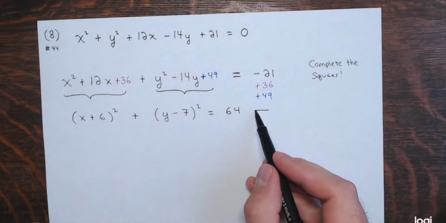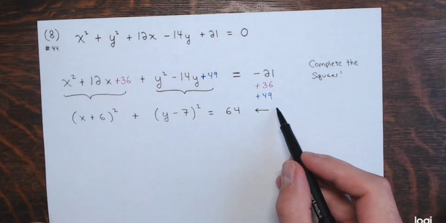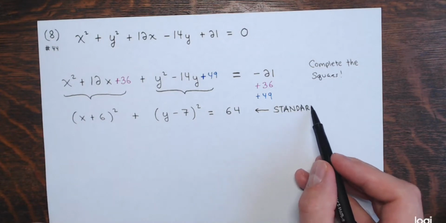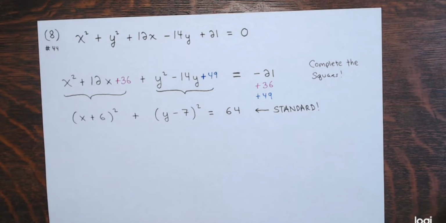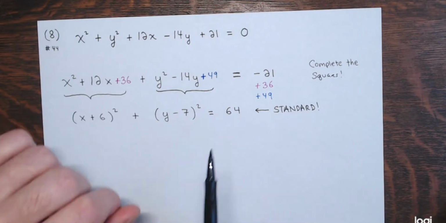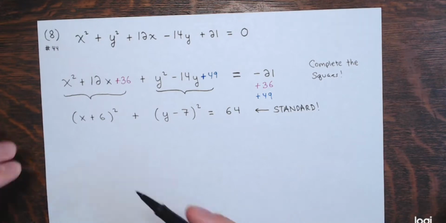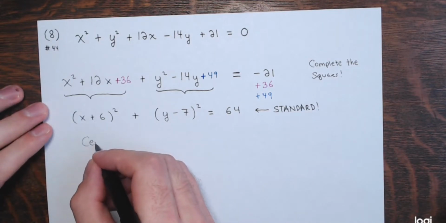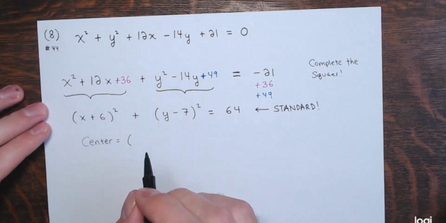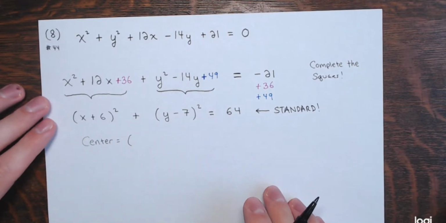And now the equation is in standard form. I'm just going to write standard. I have a quantity with x squared plus a quantity with y squared equals some number. Perfect. So I should be able to identify the center and radius real fast.